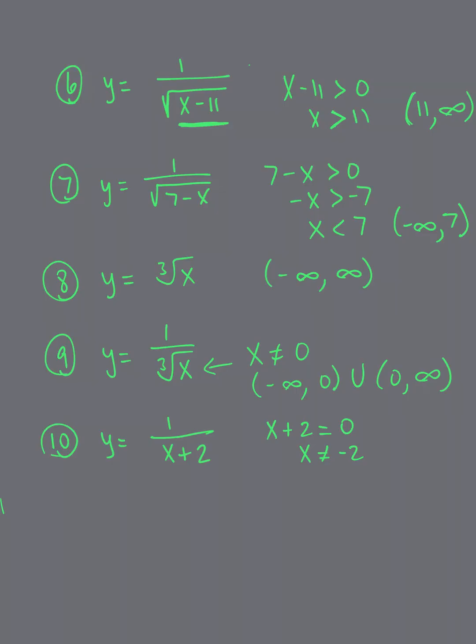So how would you write that in interval notation? Go ahead and pause the video and then check your answer. So you would go from negative infinity to -2, parentheses, union that, pick right back up after -2, and go all the way to infinity.